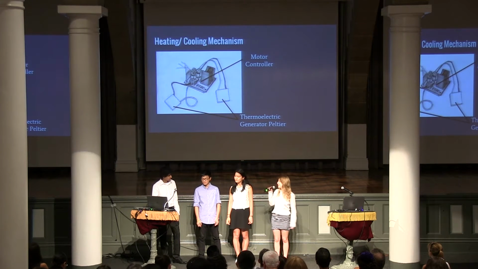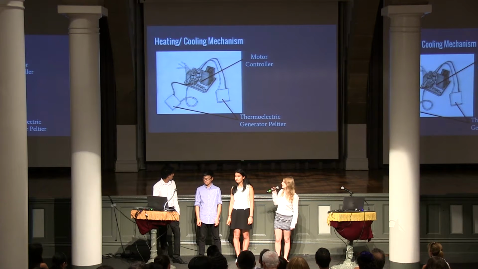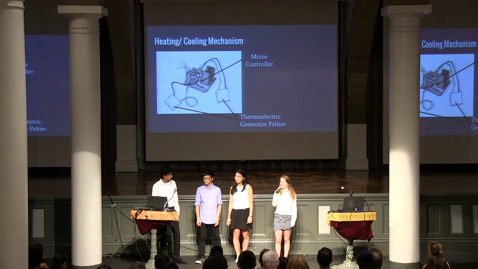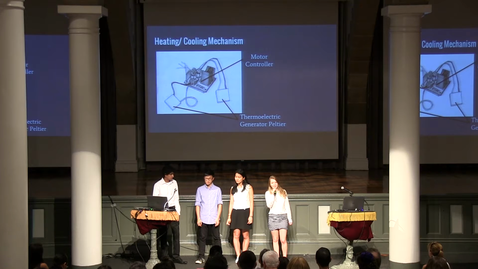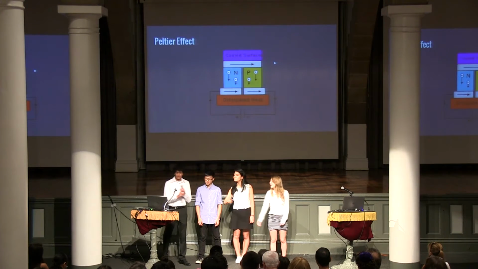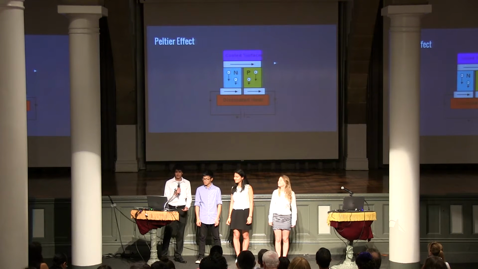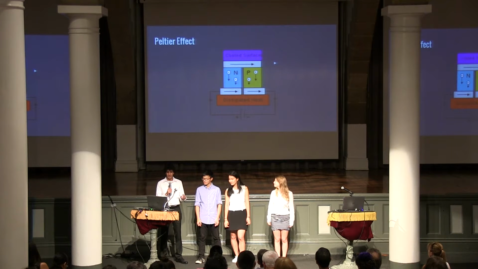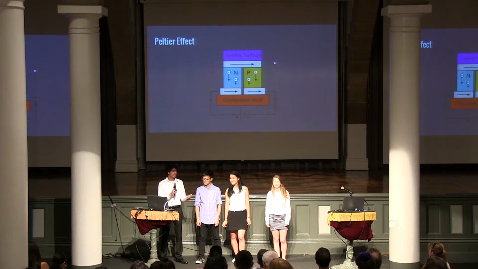Up next we have the heating and cooling mechanism, which is a motor controller paired with two thermoelectric generators. The generators work with the Peltier effect, and Ankit will explain how exactly that works. We heard a little about the Peltier effect in the previous presentation, but just to reiterate, you have two sides to this device, and as electricity passes through it, it activates a heat pump that pushes the heat towards one side, making it very hot, and the other side, in effect, will get very cold.